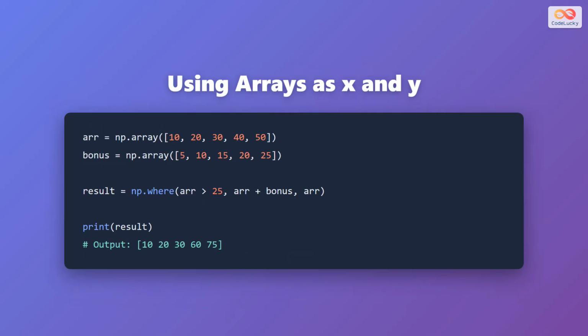You can also use arrays as the x and y arguments instead of single values. In this example, we have an array with values 10, 20, 30, 40, and 50, and a bonus array with 5, 10, 15, 20, and 25. We use np.where to add the bonus only to elements greater than 25. The result is 10, 20, 30, 60, and 75, where only the last two elements had their bonuses applied.